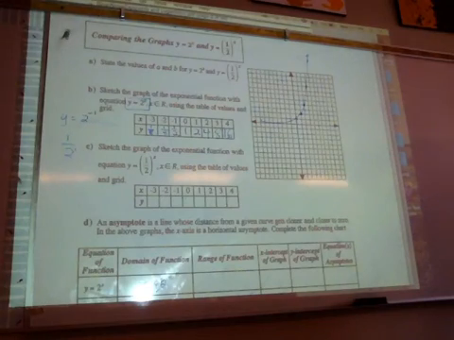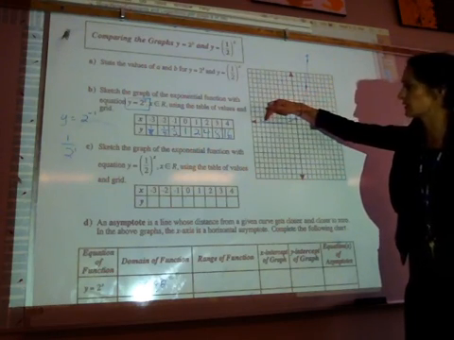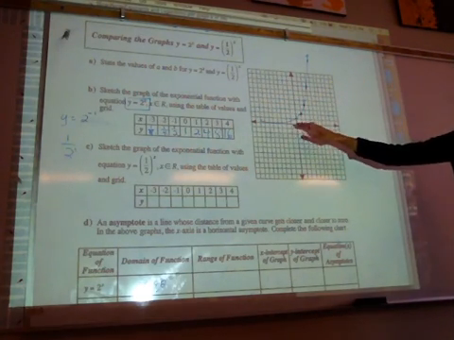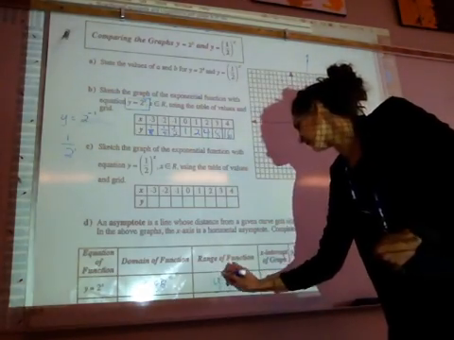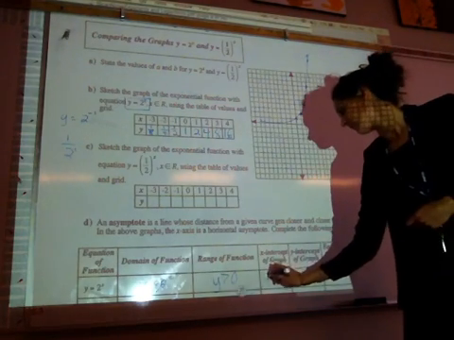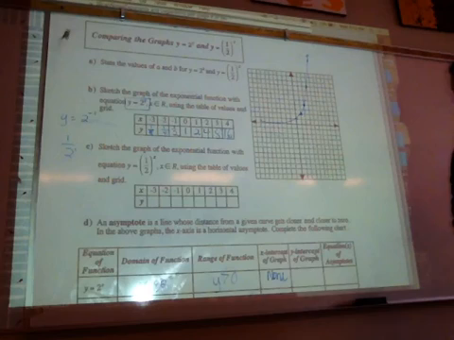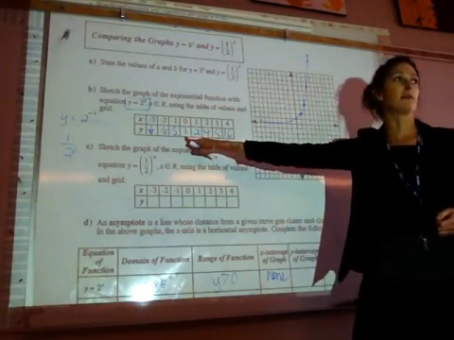Okay, what about your range? Is it going to go to infinity? Yeah. Okay, what about as we go down this way? Hey, is it going to touch 0 though? So greater than 0, yeah. So y is greater than 0. If we do not touch y equals 0, is there an x-intercept? No. What's your y-intercept? 1. Okay, when x is 0, y is 1.